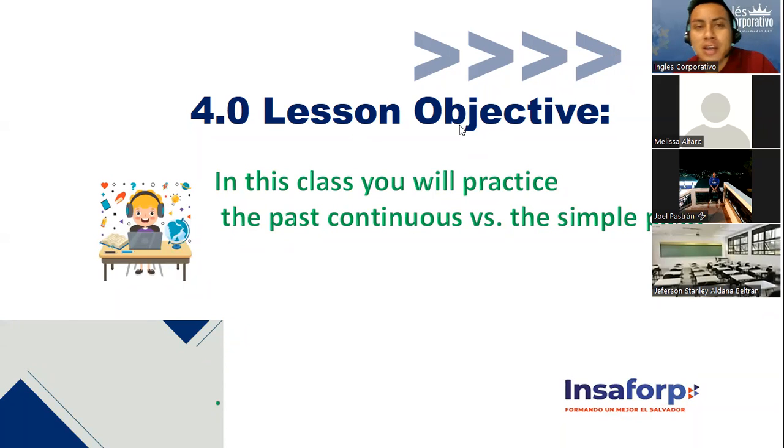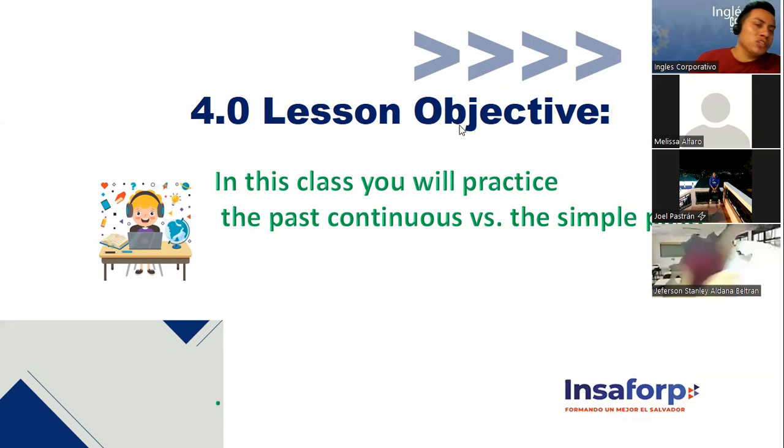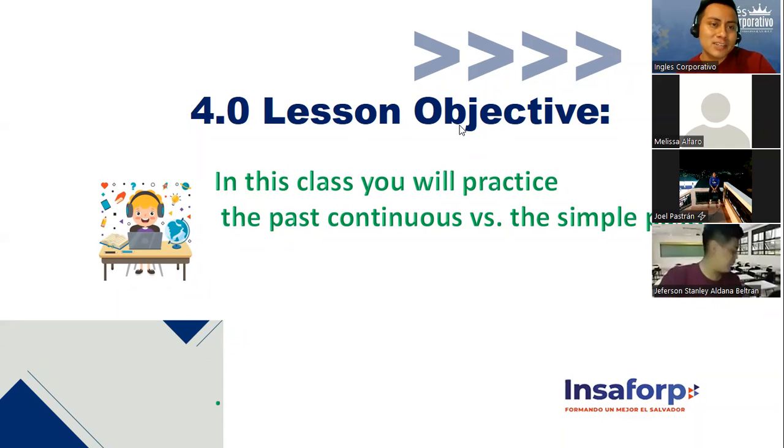Now, quick question. From what you have learned previously or based on what you observed, listened, or studied on the platform, how can you describe past continuous? Anybody? Is when you use to be, was, and were, and add ing at the verb. Okay, thank you so much. That would be the structure, right?